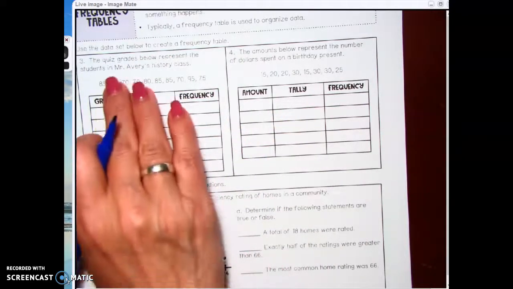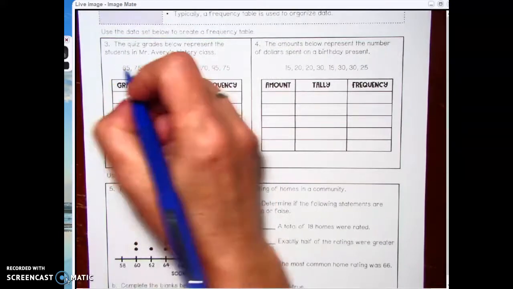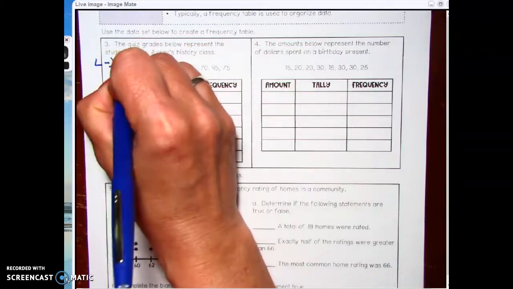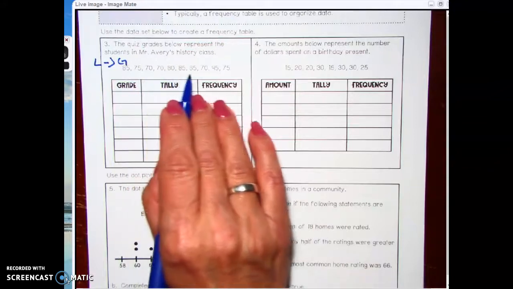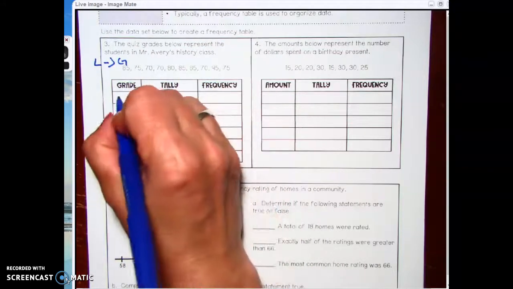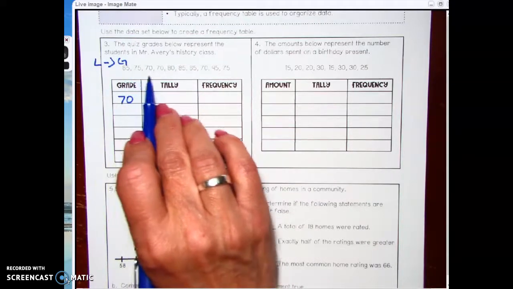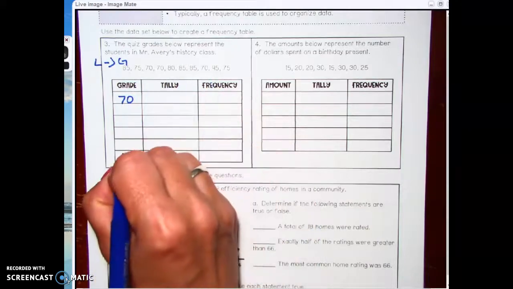So the first thing I'm going to do is make sure I list these from least to greatest. So what is my least number? Well, there's 70. Anything less than 70? No. So I'll put that there. Is there 85, 80, 95? Anything greater than 95? No.